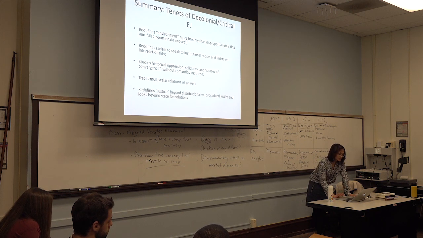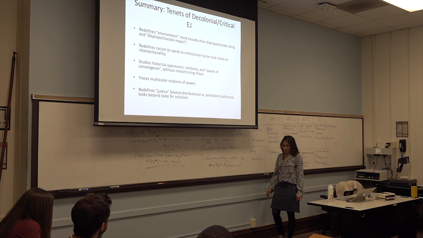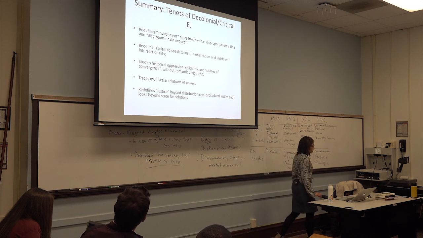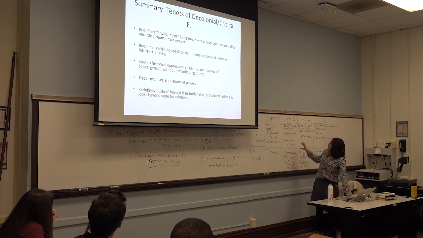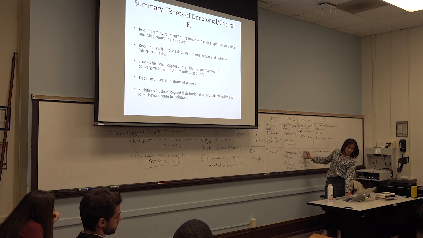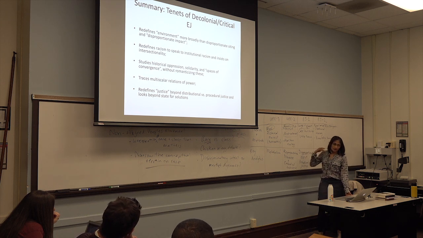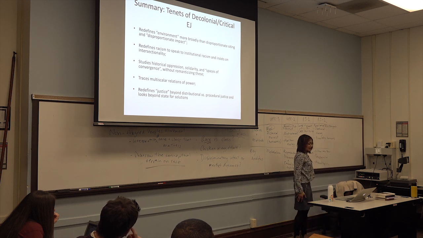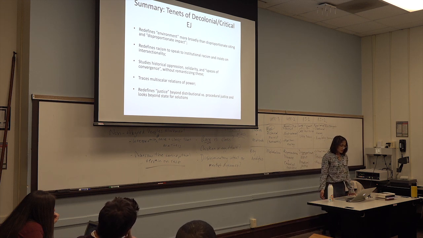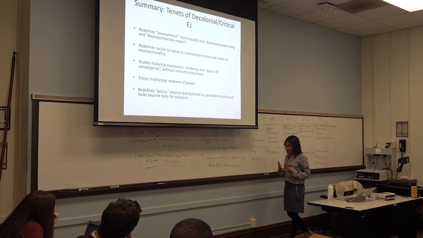So I'll end there by putting up some key tenets of decolonial and critical EJ. What's key also is that this first generation really focused on disproportionate impacts as toxicity, but subsequent generations have thought about the environment more broadly, including issues like food, housing, land, and water, as part of the environment, rather than just disproportionate siting. It redefines racism to speak to institutional facets of racism and insists on intersectionality. It studies this idea of spaces of convergence.